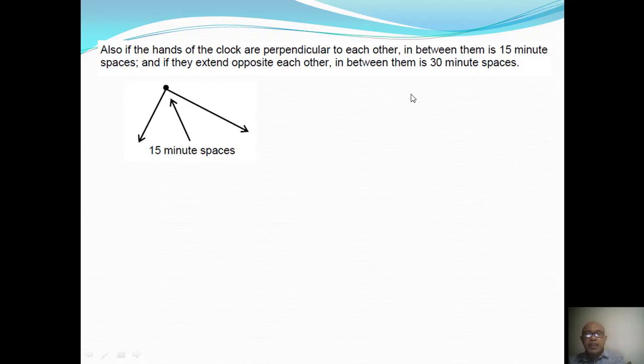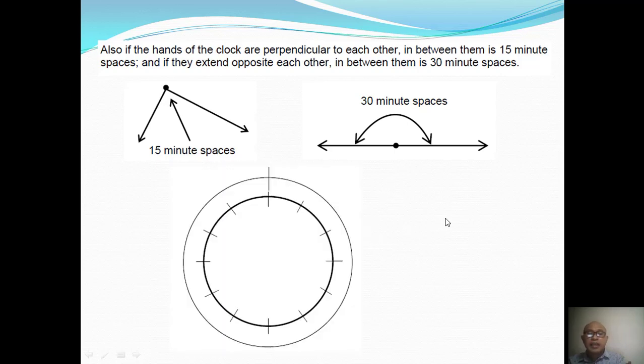Then one is when the hands extend in opposite directions to each other. So in between them there are 30-minute spaces. Then we have also the angle that the hands of the clock move in 1 minute. Okay, so I will consider here only the minute hand.